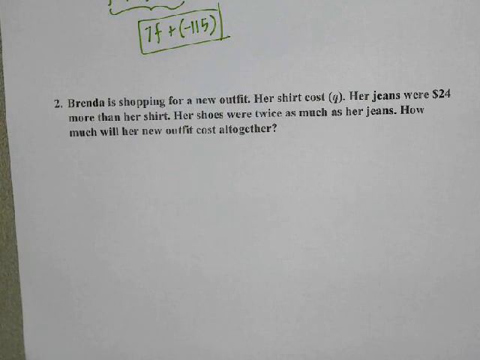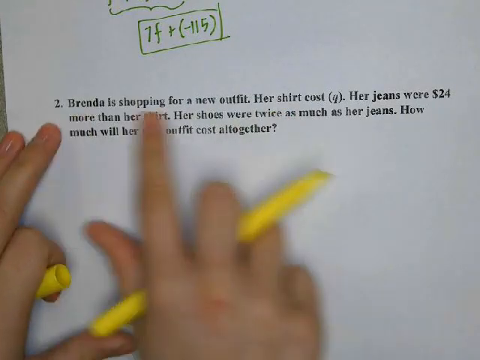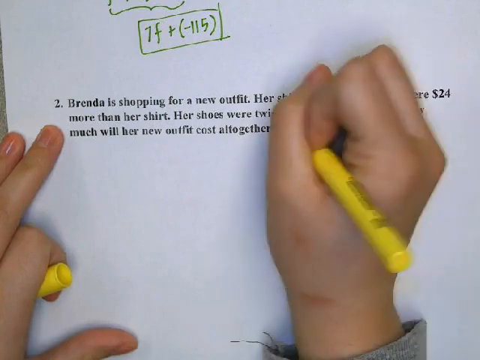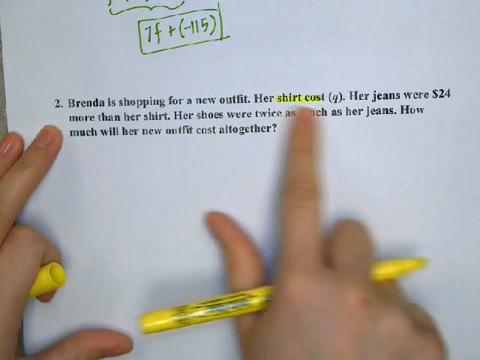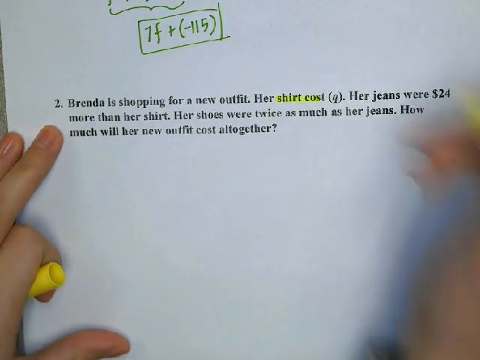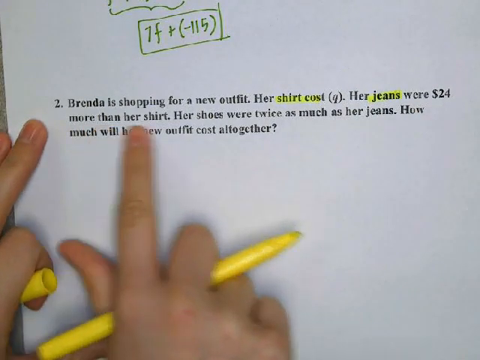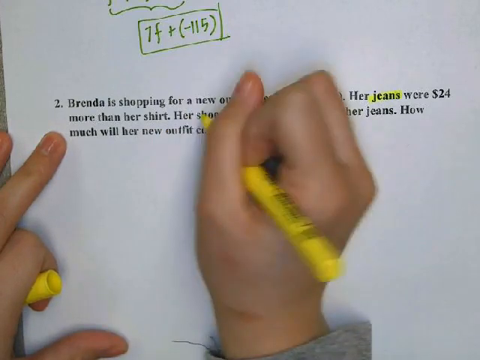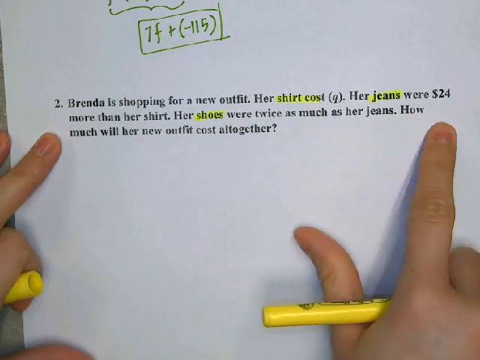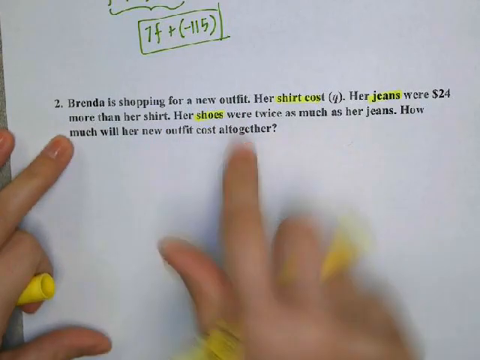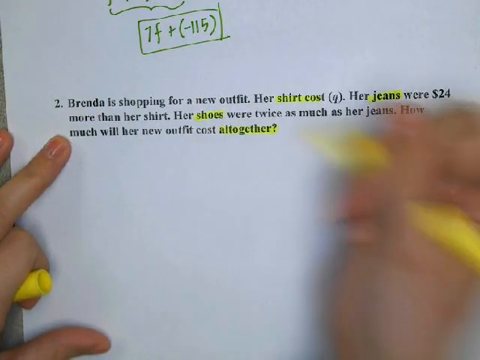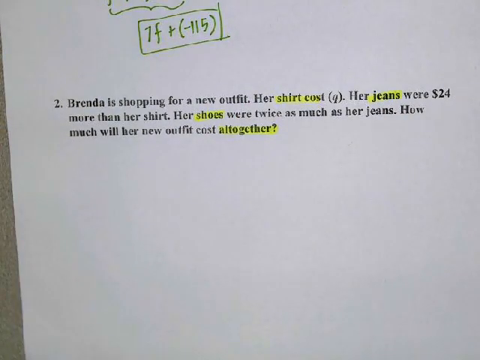So again, let's read it again. Brenda is shopping for a new outfit. Her shirt cost, so we know we're going to need a shirt cost. And her jeans were, so her jeans are costing something, $24 more than her shirt. Her shoes were twice as much as her jeans. How much will her new outfit cost altogether? So again, we want altogether, meaning total.